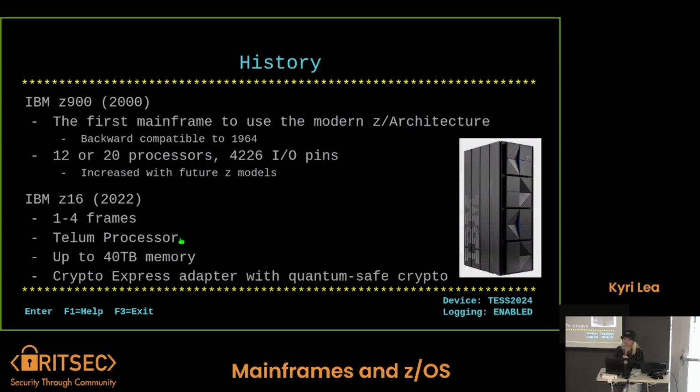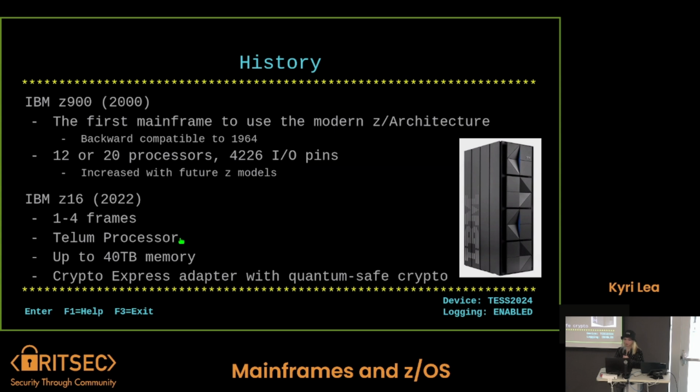Then we have modern mainframes. Starting in 2000, we have the Z900, which is the first mainframe to use the current Z architecture. This moved from a 32-bit to a 64-bit system, but it is still backwards compatible back to the 1964 version of the mainframe. So if you had a program that ran on that, it will still run on the Z architecture mainframes. And the Z stands for zero downtime. They're expected to get less than 5 minutes of downtime per year.